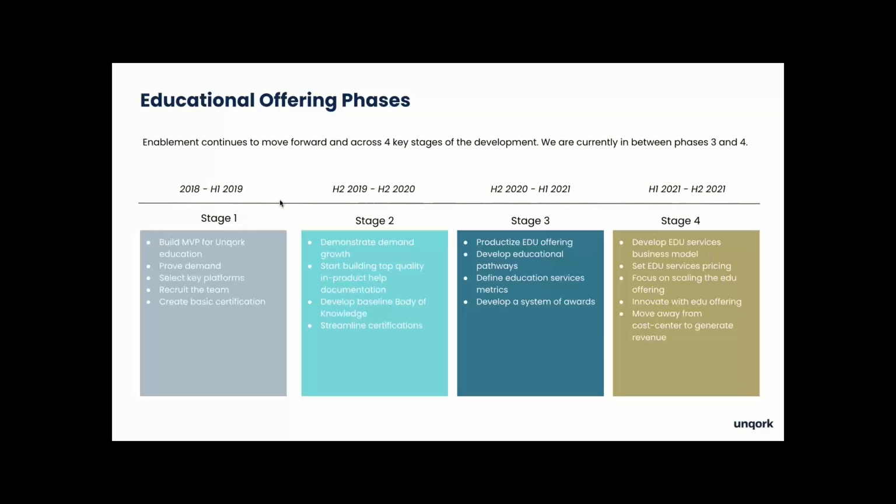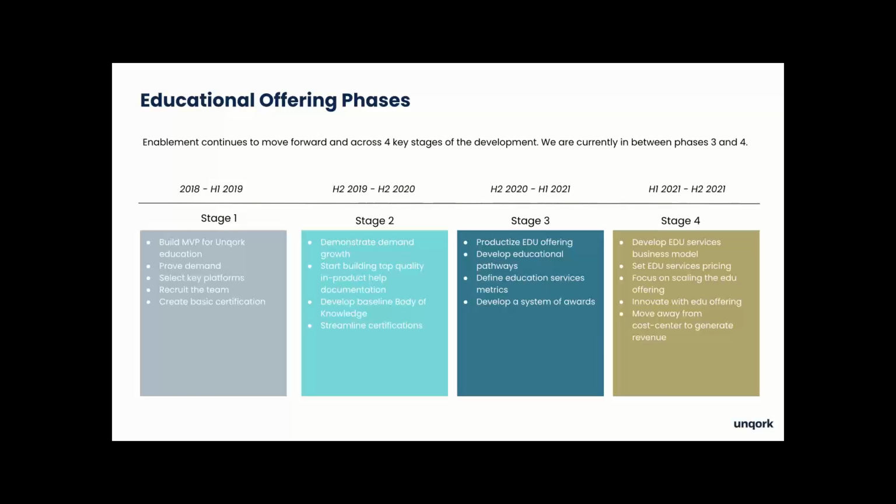Stage number 1: say, for example, you join a company like I did myself back in 2018, and the leadership thinks that maybe, just maybe, there is a place for the enablement function, educational services function within the company. But we don't know that yet for a fact. So what you need to do is build out your minimal viable product. You need to prove that there is demand for a function. You need to select key platforms. You potentially have to start thinking about the team, and you need to also start thinking about basic certifications, because that is a huge part of educational services.